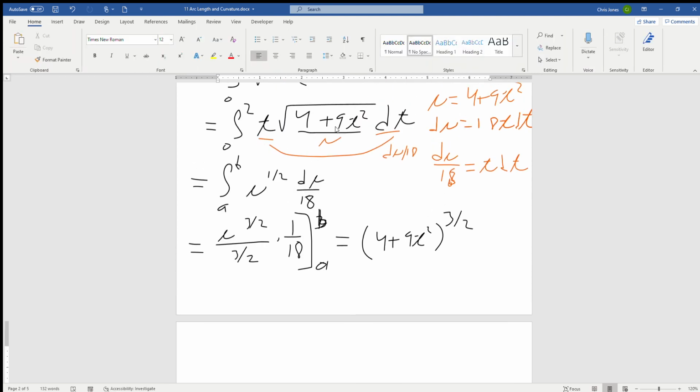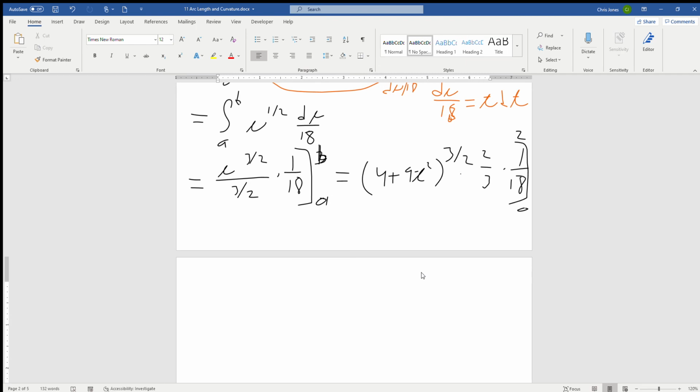Okay, so that's back substituting for u. And then we divide by 3/2, so that becomes 2/3. And then we still have that 1/18. Right. Now I'm going to have to squeeze this in here. I apologize. We have 0 to 2 now as the bounds. So we go over here. If we take 2/3 times 1/18, that should work out to be 1 over 27. So we get 1 over 27.